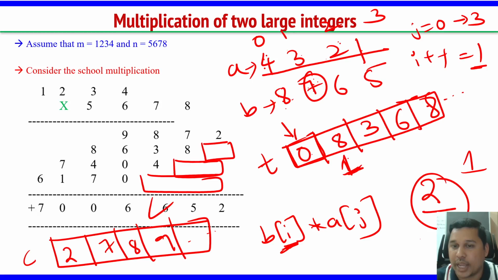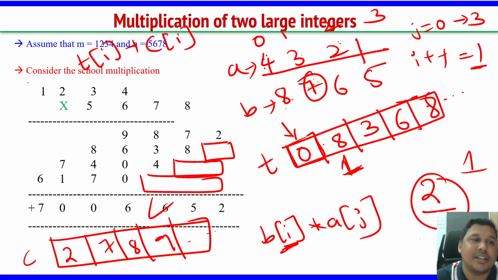8368. Okay. Now, once the iteration is over, what we were doing previously, we were copying this to this. No, actually we are not copying. We are adding T with C. Add T array, T of I plus C of I. You add it and put the result again in C of I.